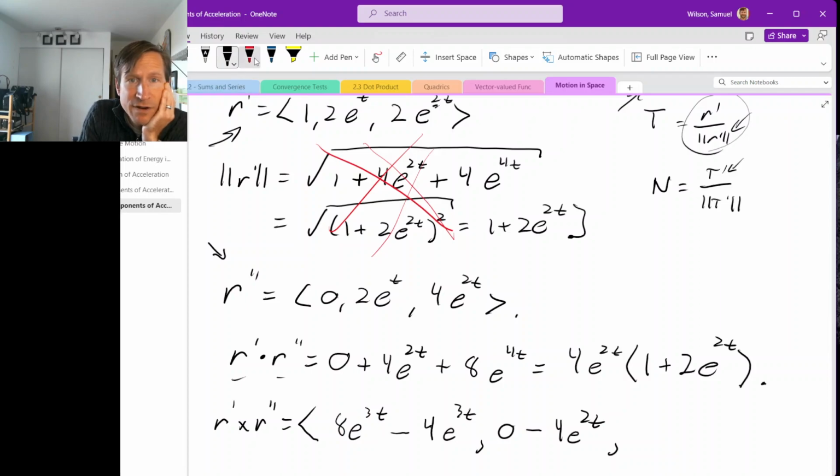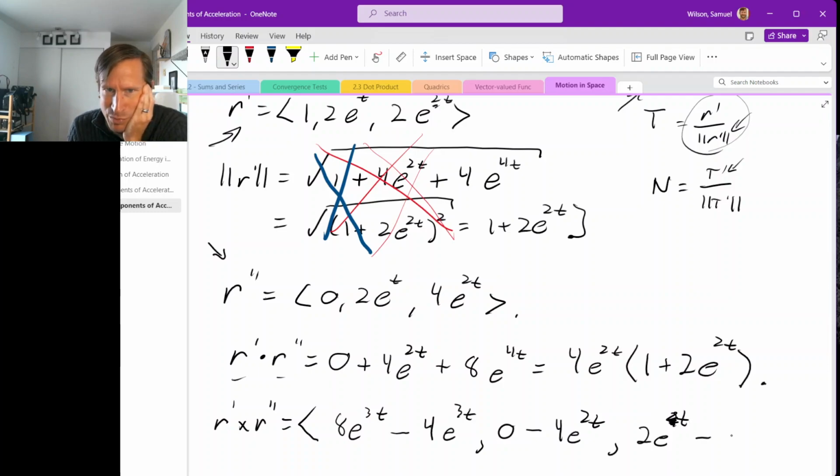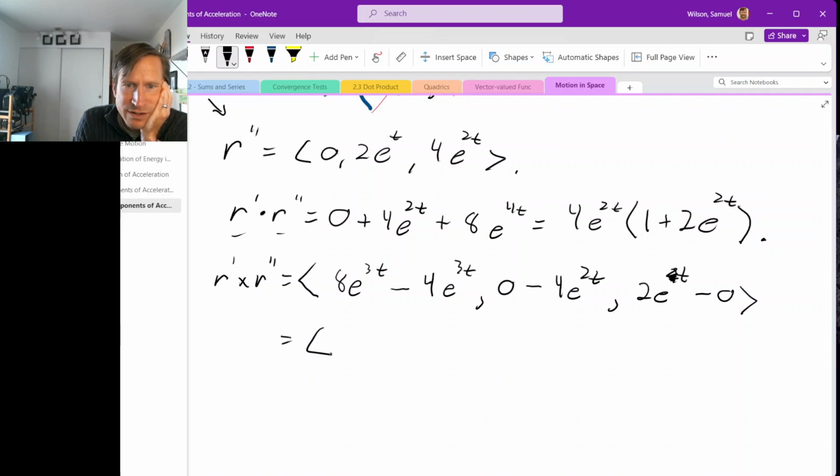And then finally the narrow cross here, so it's 2e to the t, 2e to the t, minus, and then the other product is 0. Okay, so this looks like 4e to the 3t, comma, minus 4e to the 2t, comma, 2e to the t. Okay, we're going to take the magnitude of this.